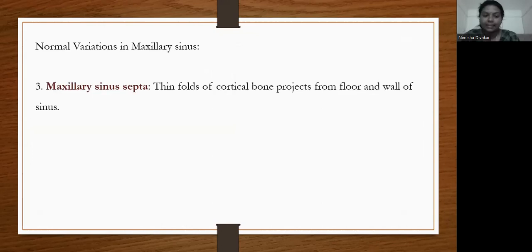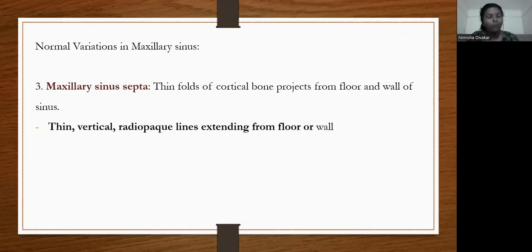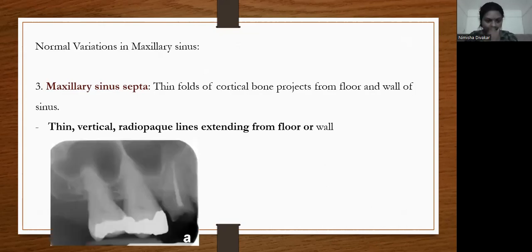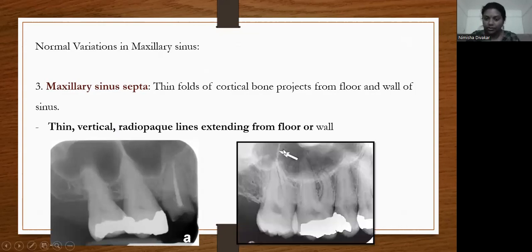Third one is the maxillary sinus septa. It is anatomically a thin fold of cortical bone which projects from the floor and wall of the sinus. In a radiograph, it appears as a thin vertical radiopaque line extending from the floor or the wall of maxillary sinus. You can see in the radiograph this vertical line which extends from the floor of maxillary sinus, that is maxillary sinus septa, which is denoted by a white arrow in the second radiograph.